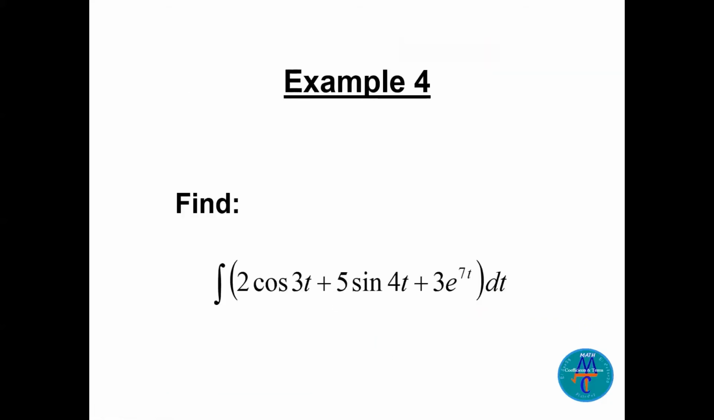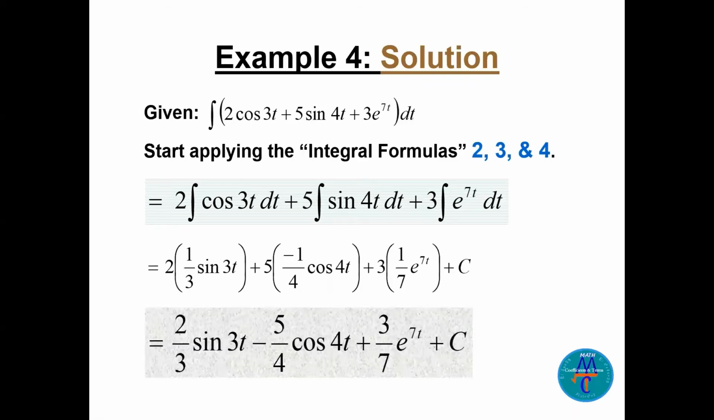Another example with the sines and cosines and exponential. You can use the list of the formulas. So we apply the integral formulas 2, 3, and 4. This is a constant 2, it will be outside. This is a constant 5, it will be outside. And this is a constant 3, it will be outside.